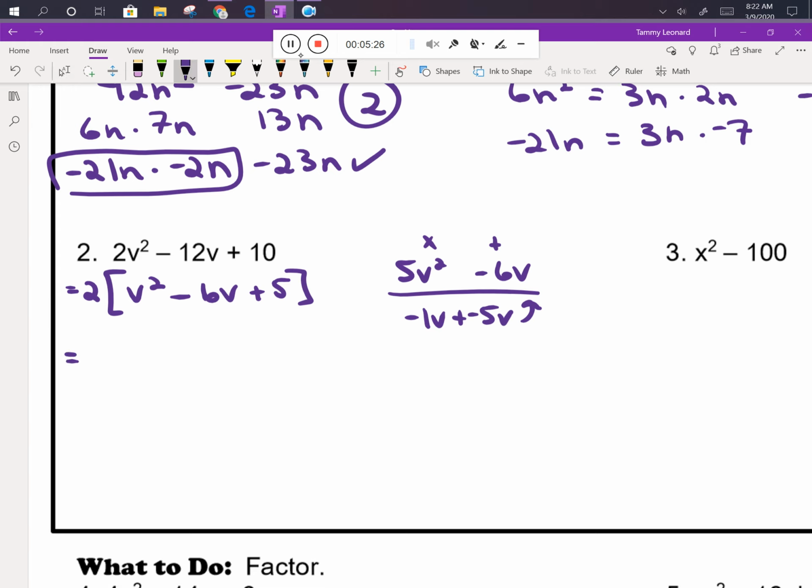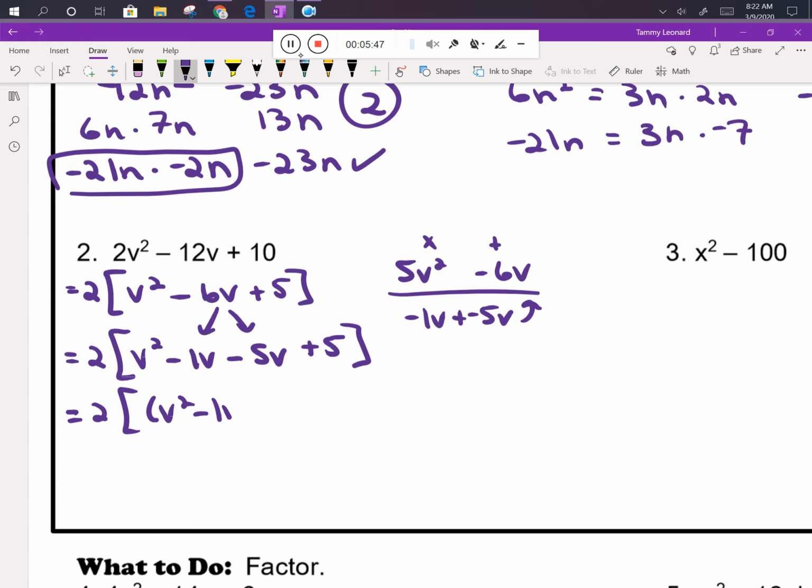So I can now split the middle term, step 3. So v squared and plus 5 still begin and end my term. But that negative 6v splits into two terms, negative 1v and negative 5v. Now I can create the sum inside the big brackets. So v squared minus 1v will be one binomial, and negative 5v plus 5 will be the other binomial.